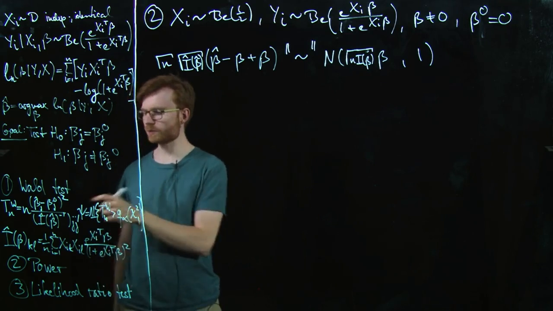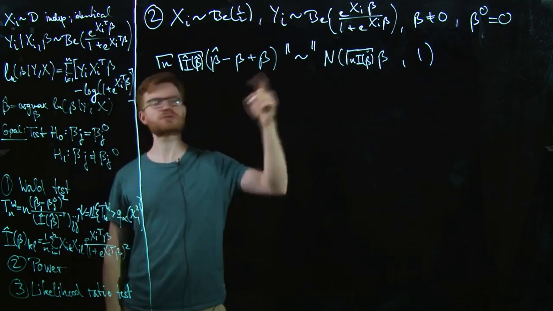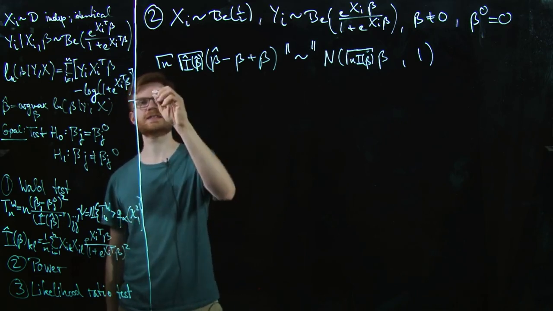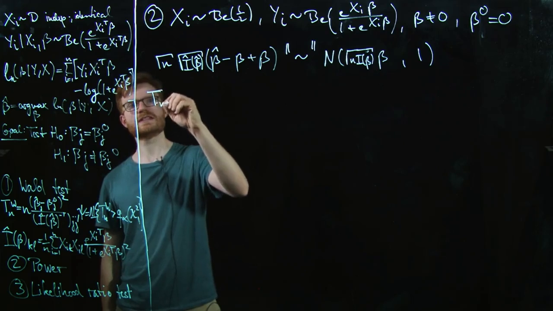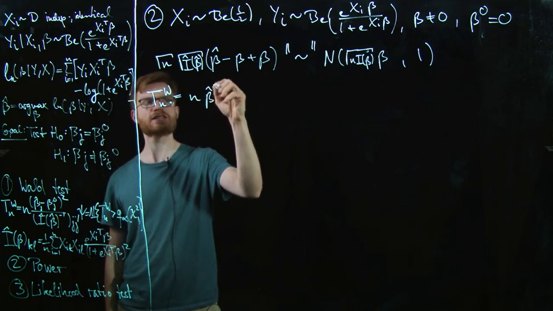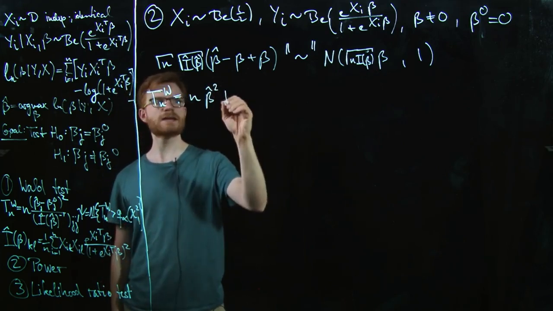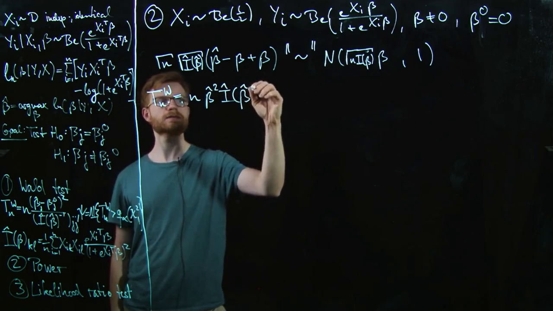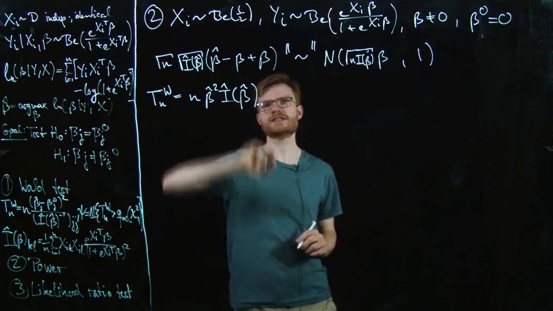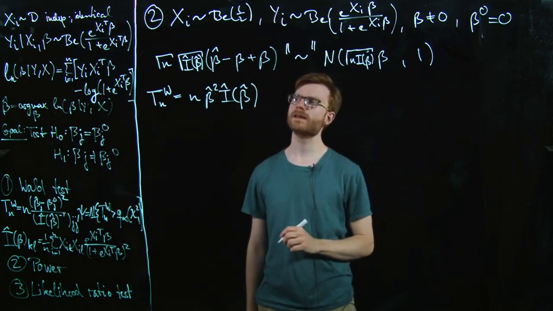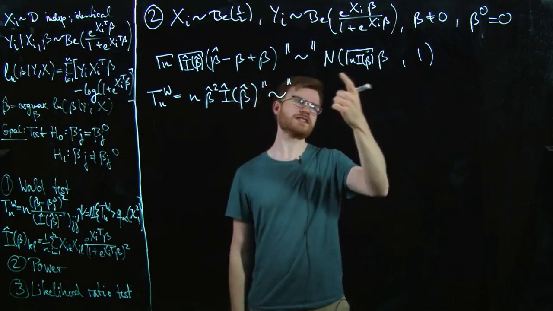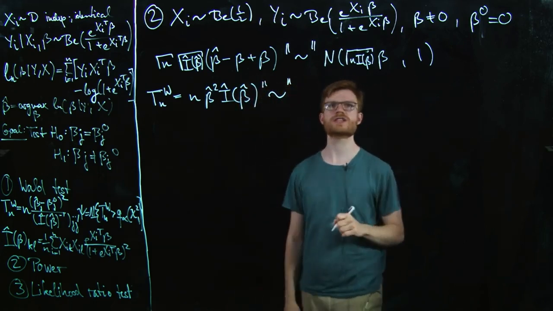So, and if we want, we can also write down the approximate limit distribution of the test statistic. So T_NW will then be n times beta hat squared times I hat beta hat, which is the square of this expression here, because I subtracted and added back in the beta. And this is just the distribution that I get from squaring a distribution that looks like this.